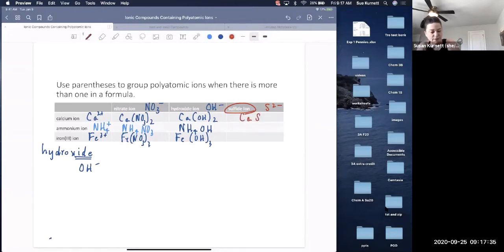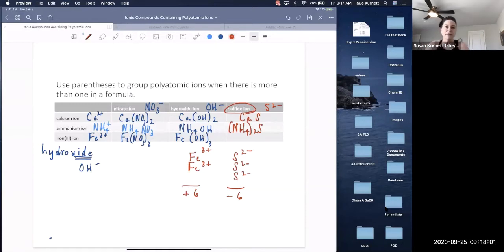So this is like what we were doing yesterday. Ammonium is a +1, sulfide is a -2, so we're going to need 2 ammoniums. And then we have iron 3 and sulfide. The lowest common multiple is 6. I'll need 2 iron 3s to go with 3 sulfides so that the unit for the formula adds to 0.